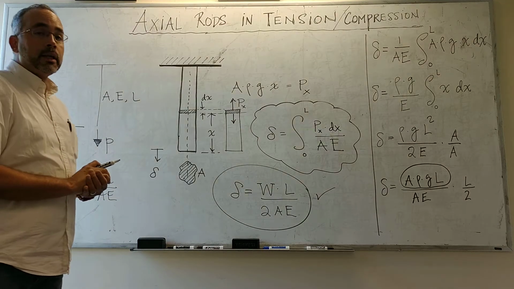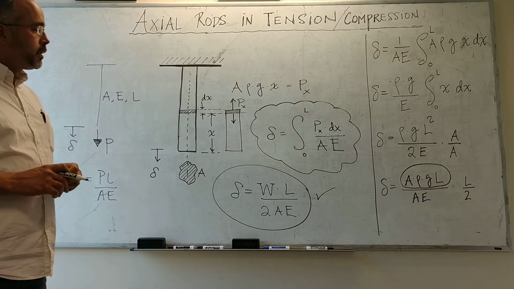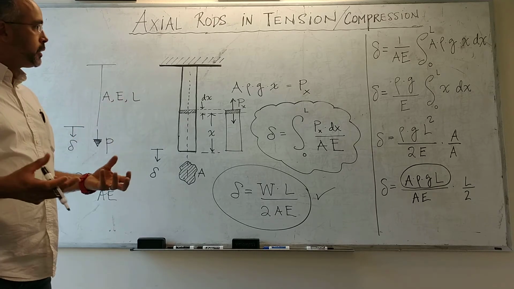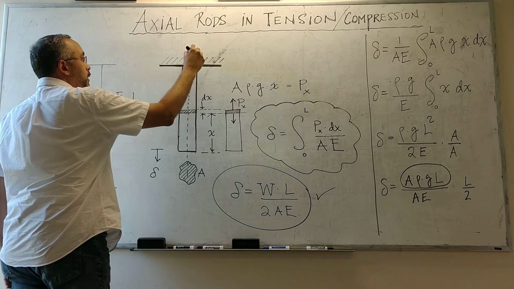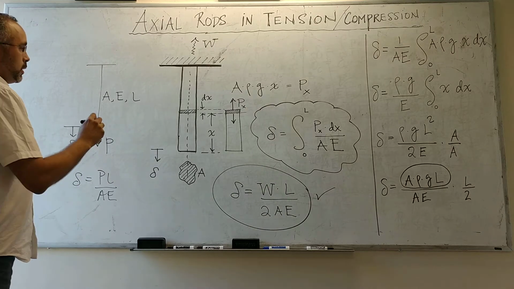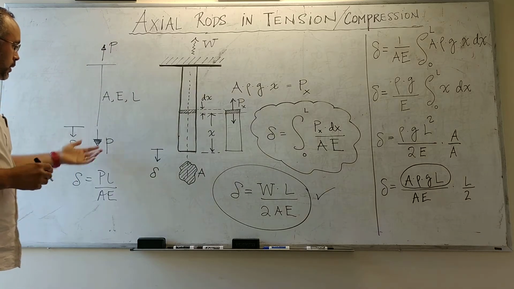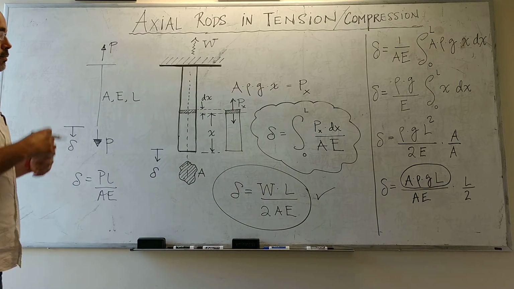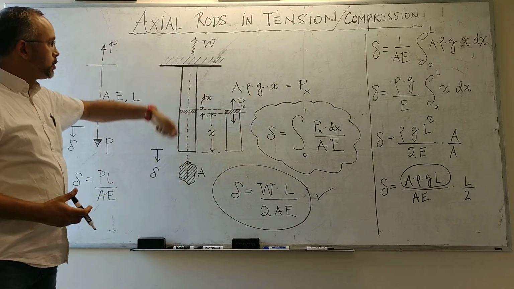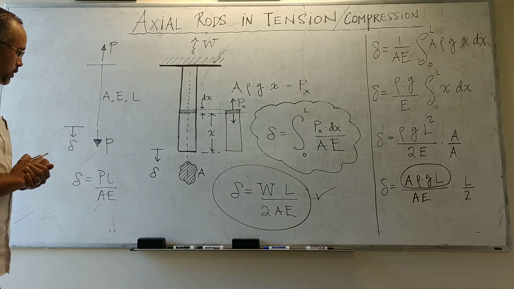Again, the general idea is that distributed loads create significantly different deformation effects, even though their static force effect is the same, right? Because here, the reaction is W, the weight of the bar. Here, the reaction is P. So even though the reactions are the same, in the sense that the static effect is just the reaction due to the total weight, the deformation effect is completely different.